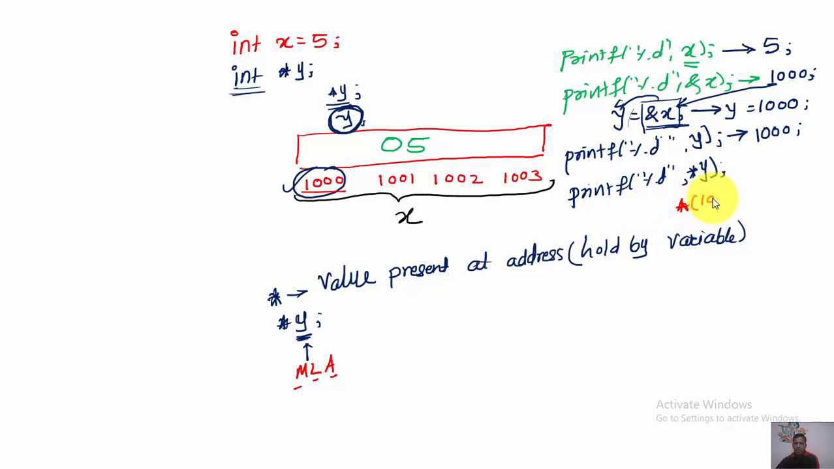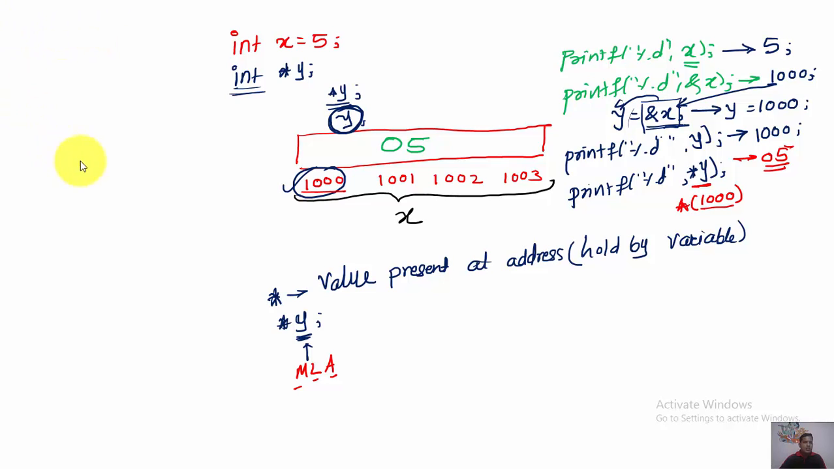So in short, what will happen? This is nothing but asterisk, that is pointer 1000. So this entire declaration points to the value present at location 1000, and what is that value? 05. So at the output side I am going to get the result 05. So in this way, simply, the pointer is used to point out the value present at an address, right?